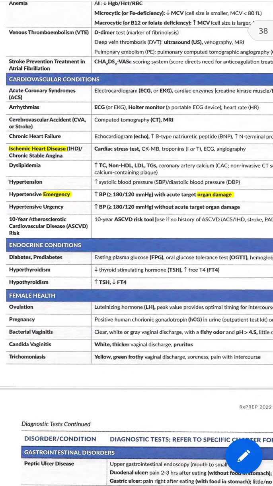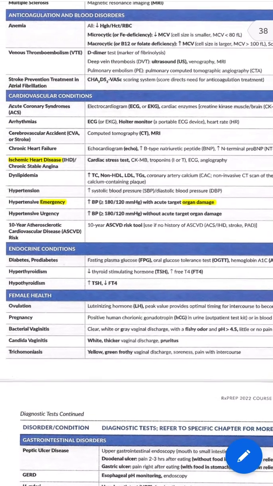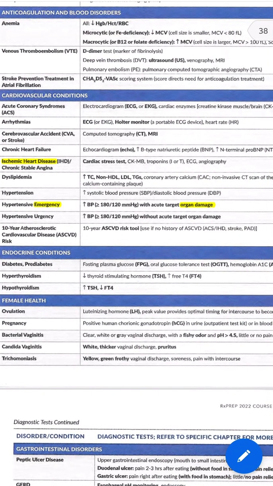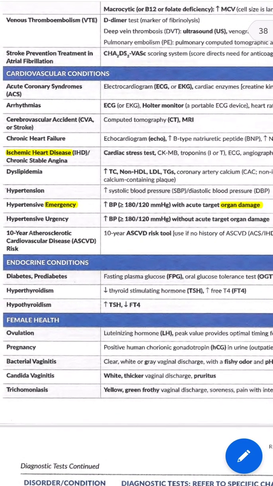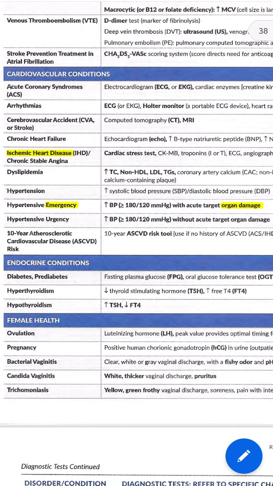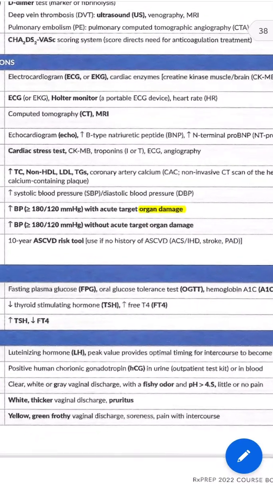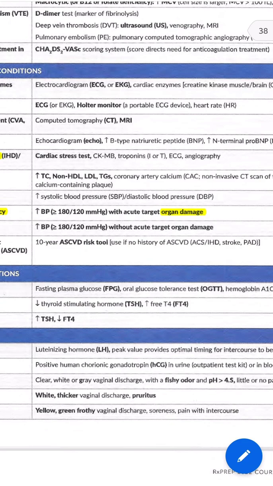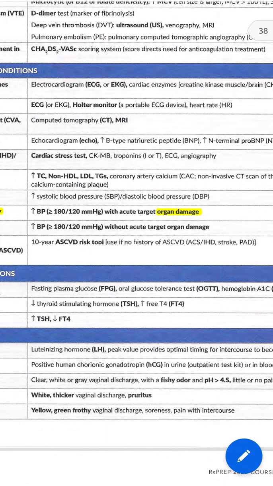You can use ASCVD risk to estimate 10-year atherosclerotic cardiovascular disease risk. This is used if there is no history of ASCVD such as ACS, ischemic heart disease, stroke, or PAD.